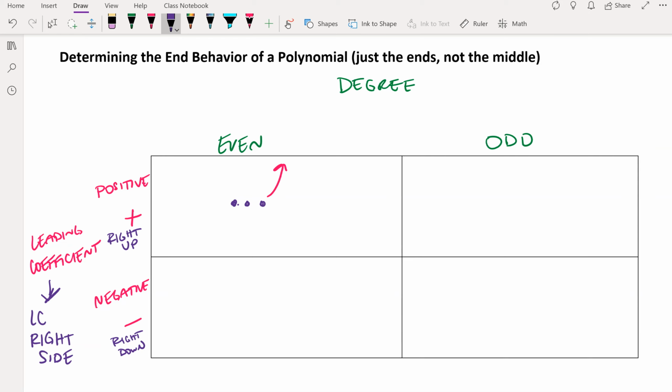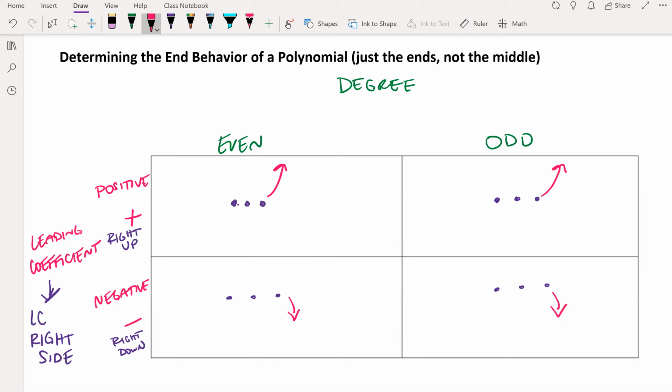All right, so let's go ahead and represent that on all of these. So leading coefficient is positive right here on this top row. So the right side of the graph is going to point up. On this bottom row, the leading coefficient is negative, so the right side is going to point down. Leading coefficient negative, right side points down.